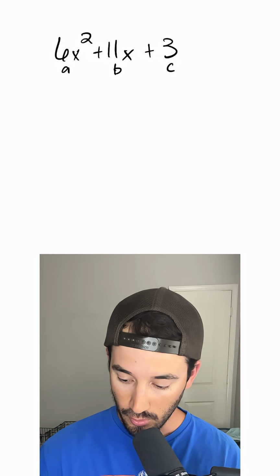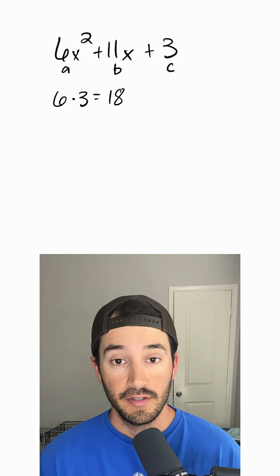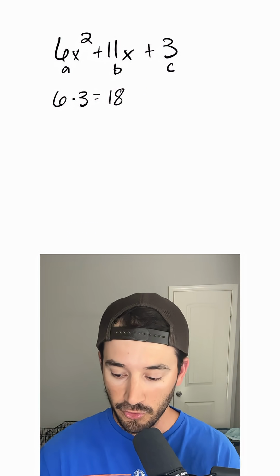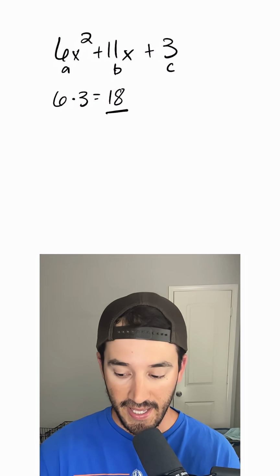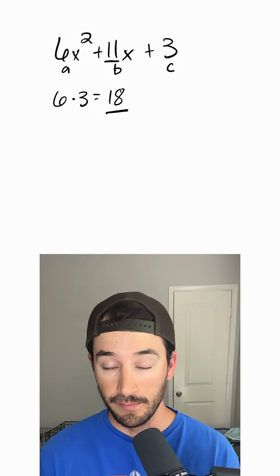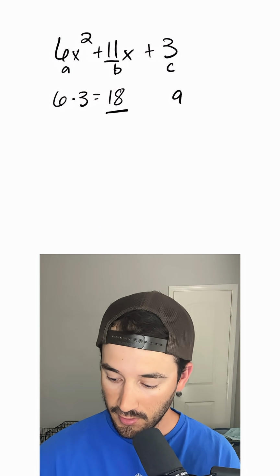And so if we do that, we would multiply 6 times 3 to get 18. So now that we know what A times C is, we want to find two numbers that multiply to 18 but add to positive 11. So I'm thinking that if we use 9 and 2, we can multiply to 18 and add to 11. So I'm going to write those right over here.